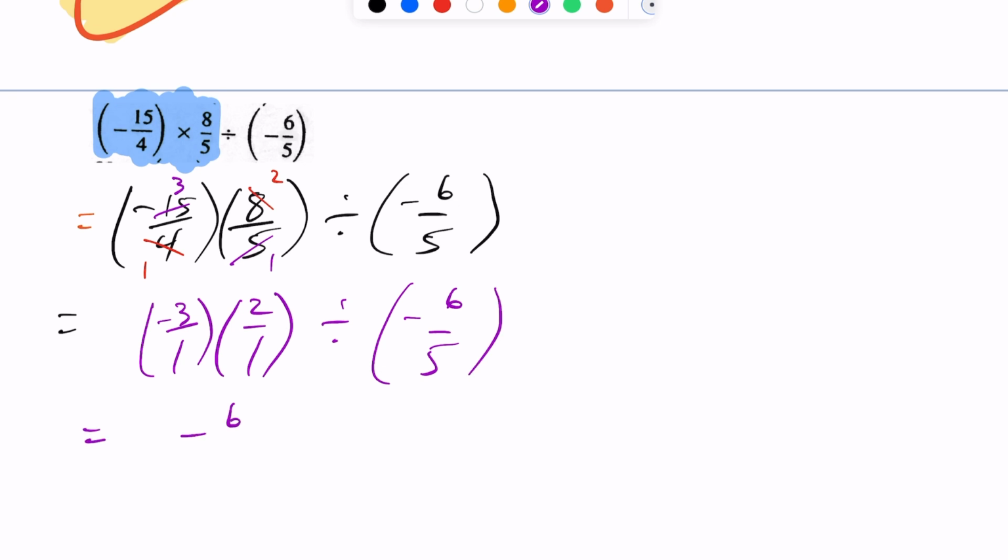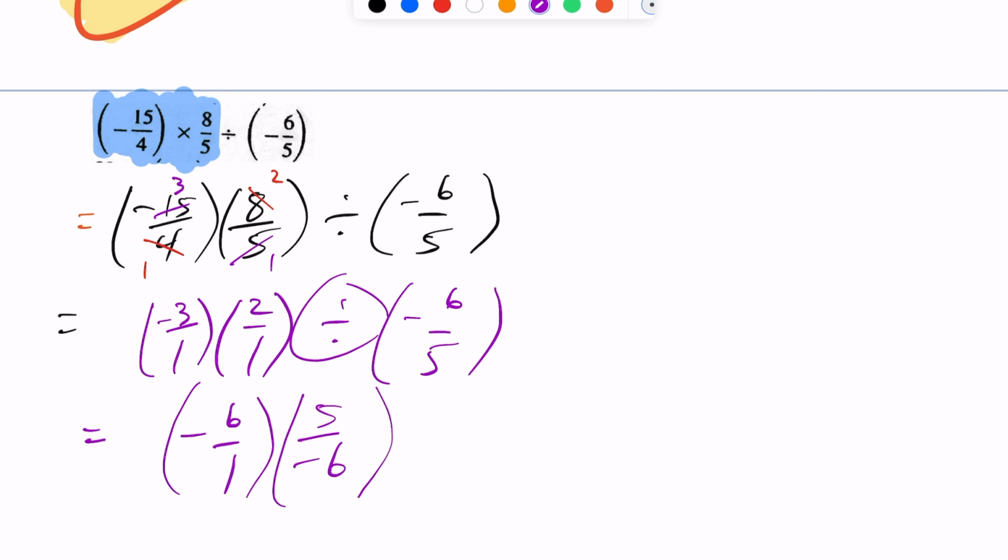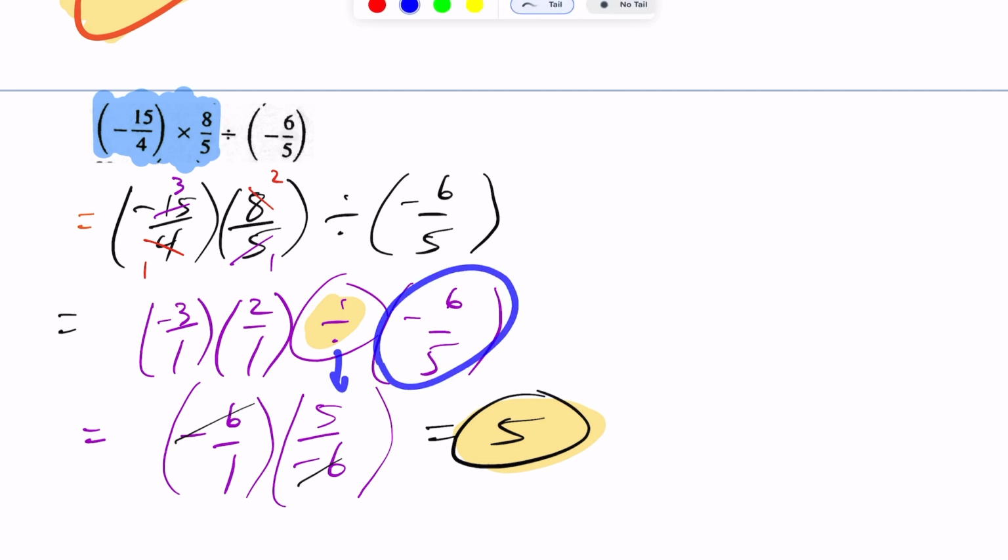So this becomes negative 6 over 1. And I can change this to multiplication and flip. Becomes 5 over negative 6. You'll notice when we go to do this, the 6's will cancel, and our final answer for this question becomes 5. Keep in mind, whenever you're dividing, you change division to multiplication, and you flip the expression. So negative 6 over 5 became 5 over negative 6. Let's take a look at another.